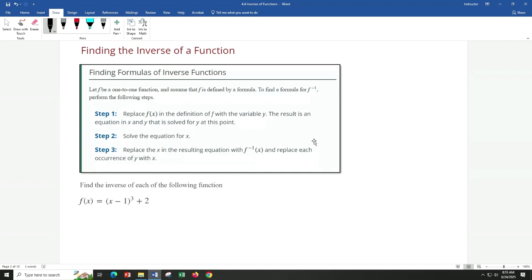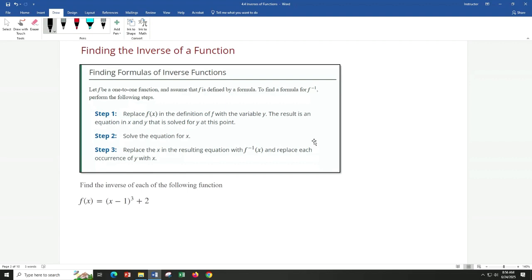To find a formula for f to the -1, perform the following steps. Replace f of x, or whatever function they're calling it, in the definition of f with the variable y. You're changing it back to a y. Instead of using f of x, we're going to go back to, like, y equals mx plus b. We're going to go back to y. The result is an equation in x and y that is solved for y at this point.